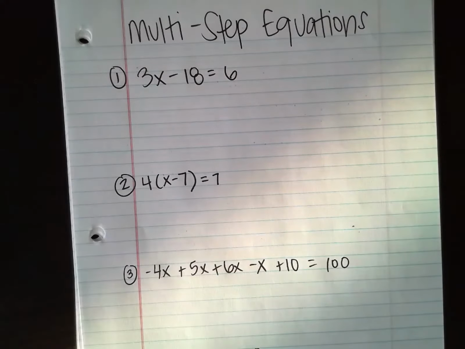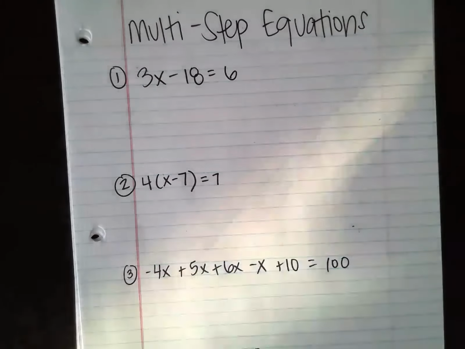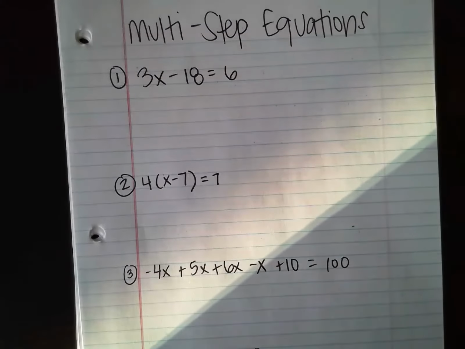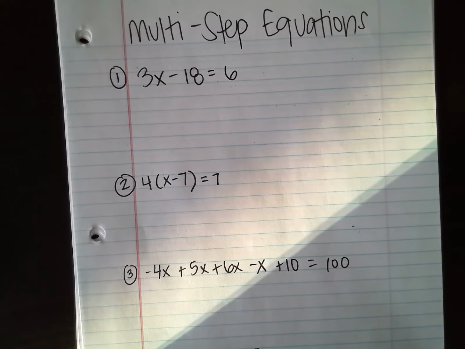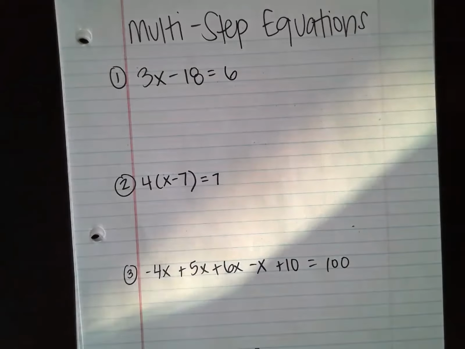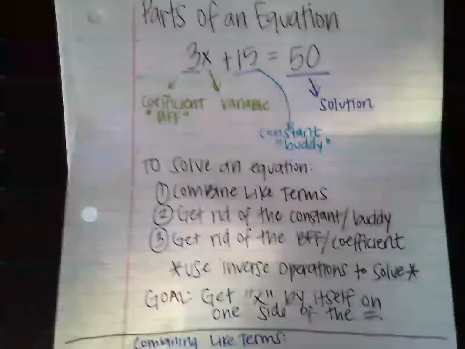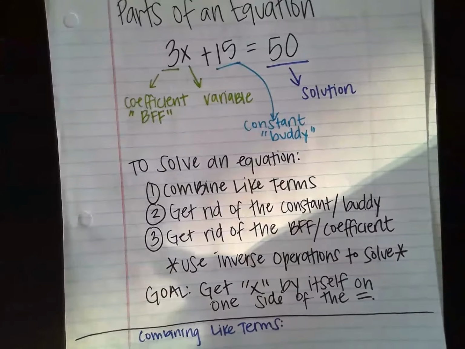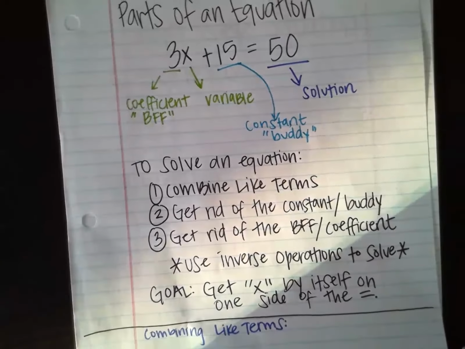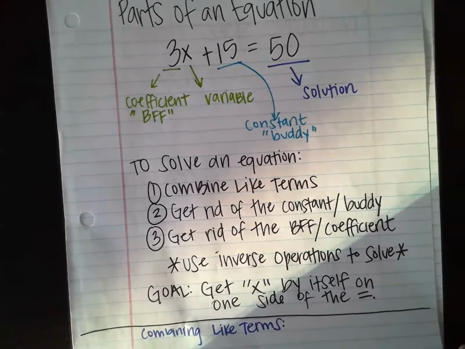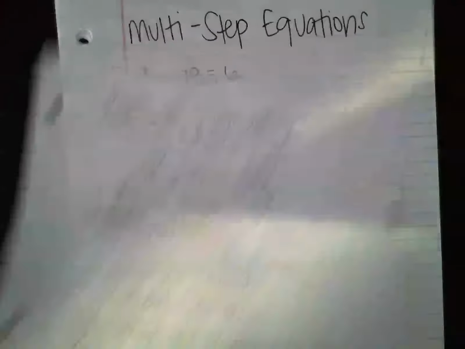Okay, so we are going to go through and solve these equations. You will notice that it's not as simple as just using one inverse operation to figure out the value of our variable, okay? We are going to actually have to go through and use our three-step process: combining like terms, getting rid of the constant, and getting rid of the coefficients, okay? We're still going to use inverse operations to solve. Our goal is to get x by itself still.